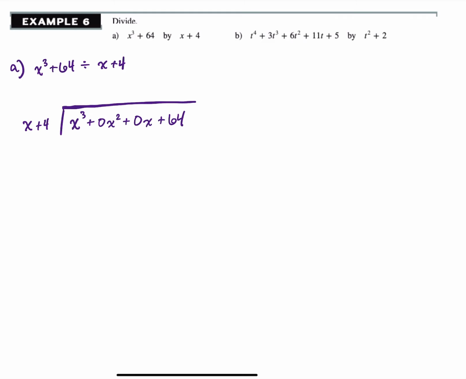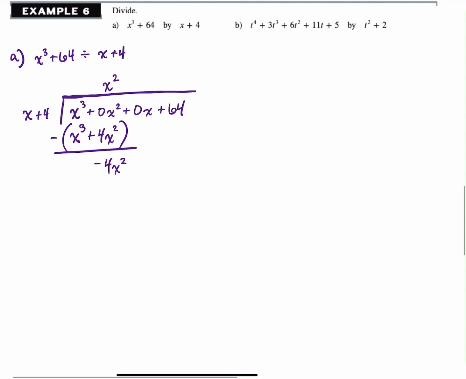So now let's continue as we have before. So I'll look at my first terms, x and x cubed. Well, I need to multiply x by x squared to get x cubed. So I'm going to write that here. And then multiply it through. So x squared times x gives me my x cubed. And then x squared times 4 will give me 4x squared. So now I will subtract. First term cancels, and then I have 0 minus 4x squared. So this will show up as a negative 4x squared.